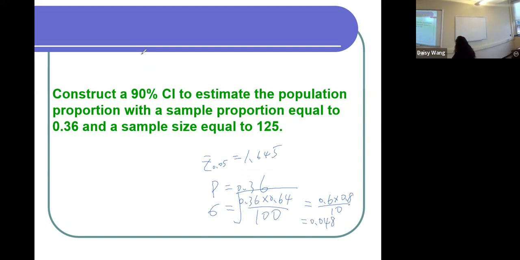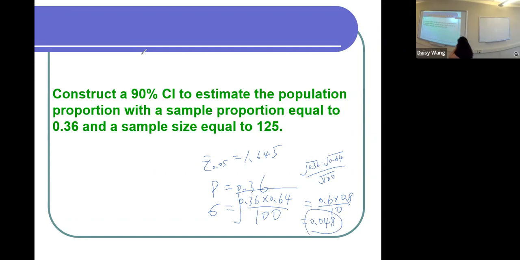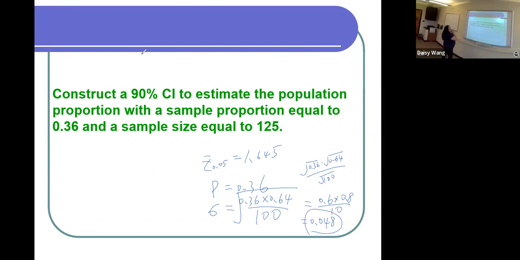Yeah, nice. So because this, you can always take the square root. It would be the same as the square root of this times the square root of this, divided by the square root of this. So it'll be 0.6 and 0.8 divided by 10. So 0.048. So wait, no. Divided by, it's 125. Yeah, it should be 125.